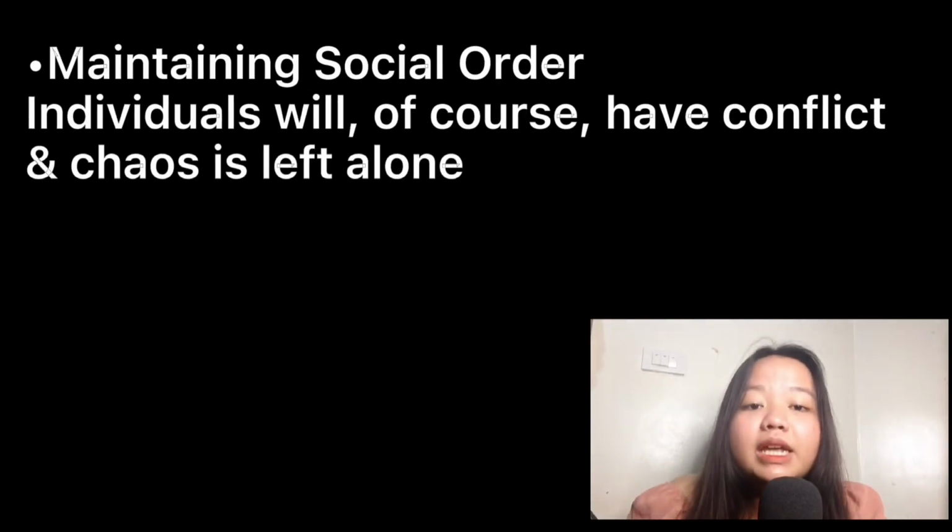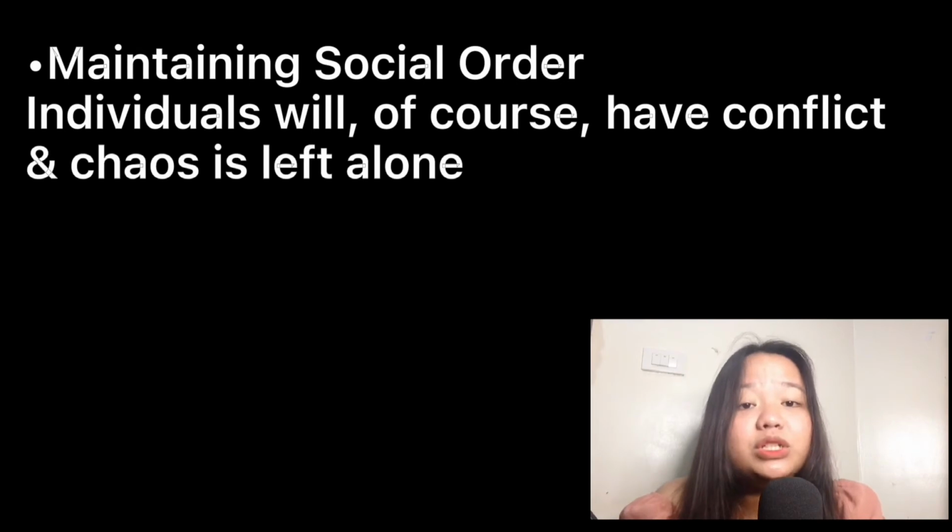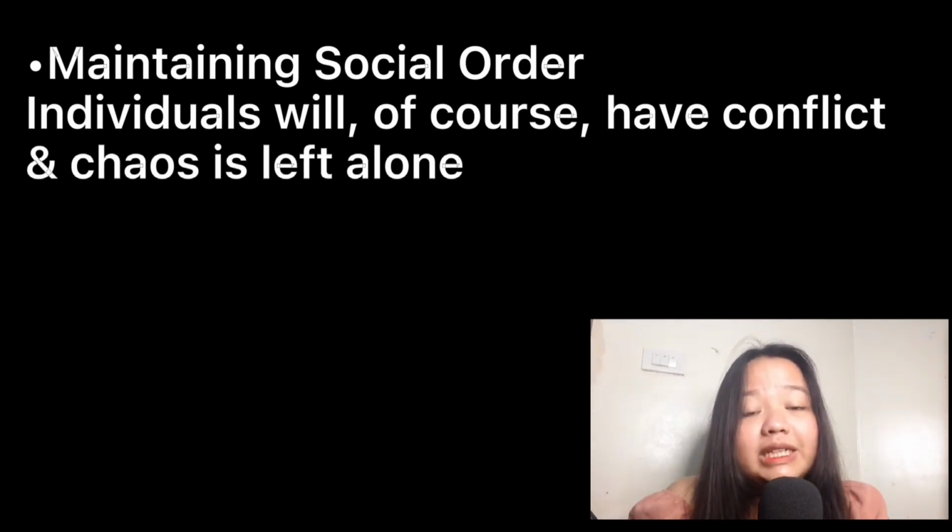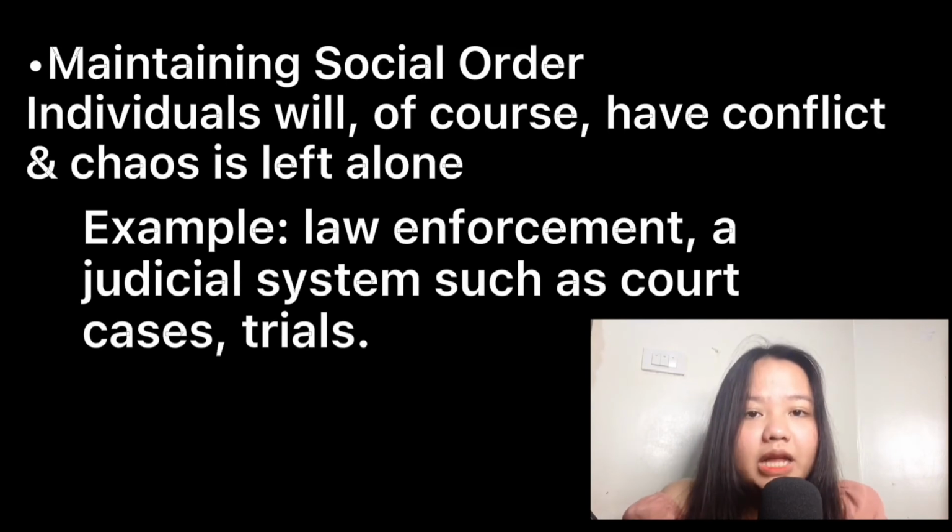First is maintaining social order. Individuals will, of course, have conflict and chaos if left alone. So for example, law enforcement and a judicial system, such as court cases and trials. So that is the example of maintaining social order.